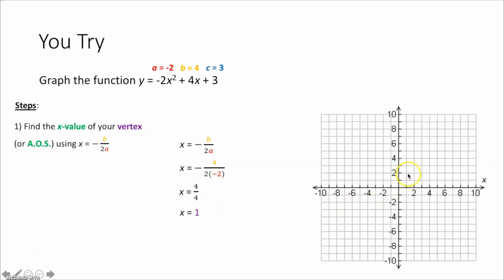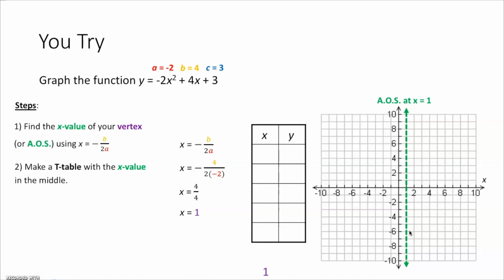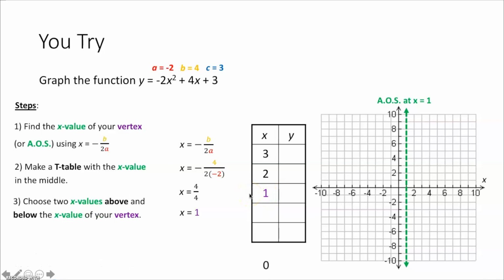So x equals 1, we draw a vertical line. That's where our axis of symmetry is. That's going to cut our parabola in half. We then make a t-table. Put the x value of our vertex in the middle of that t-table. Choose 2 x values above that and 2 x values below that. We then plug those x values into the original function to get the y values that go with them.